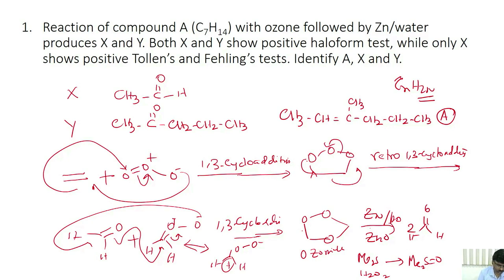With respect to the haloform test, whenever you have a methyl group which is bonded with a carbonyl group, this can be oxidized to carboxylic acid when you react with sodium hypohalite. It will be converted into haloform and carboxylic acid.